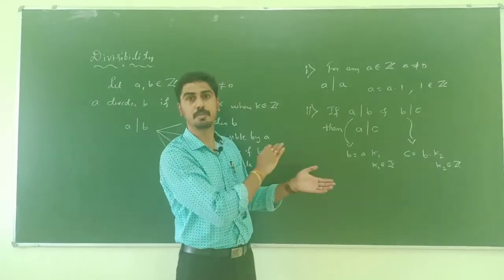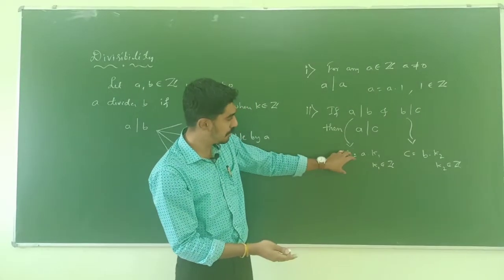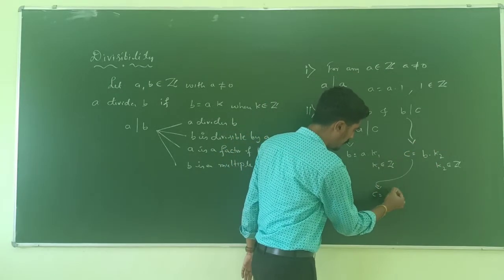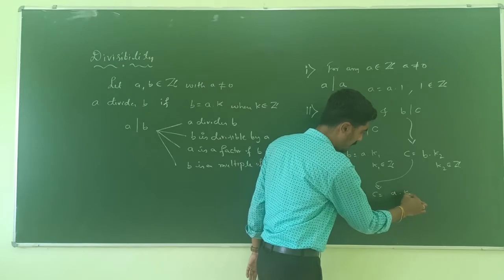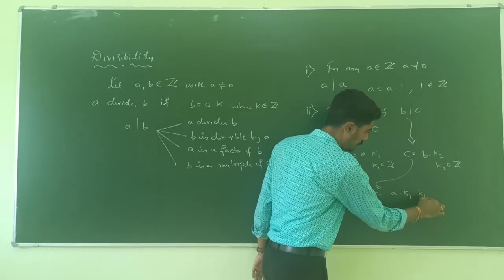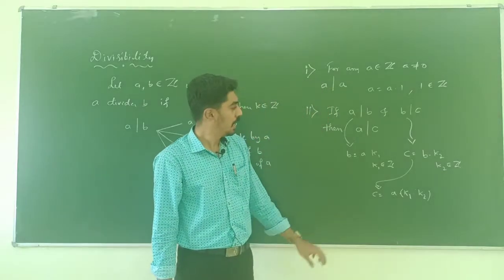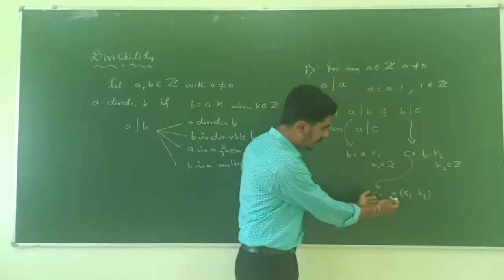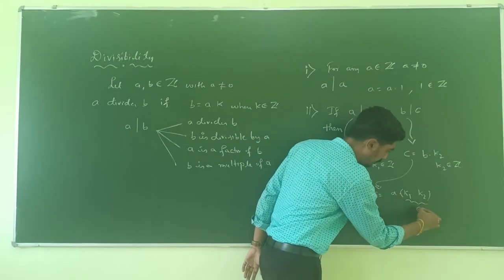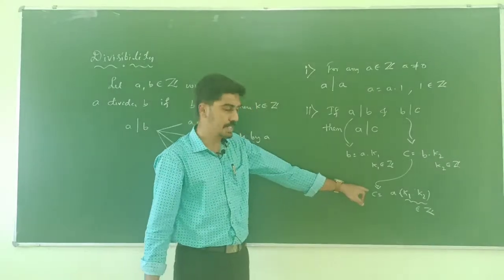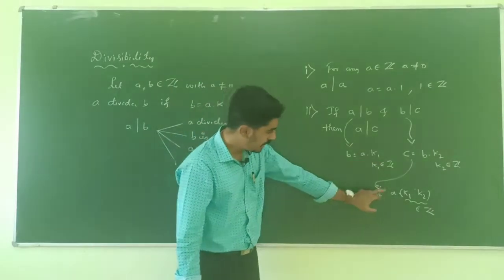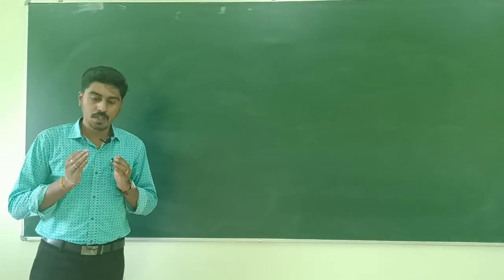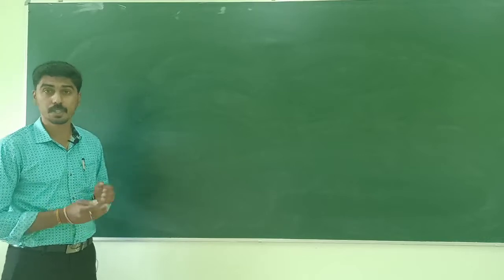Now we combine these two equations. We substitute the value of b here. So what we get? c is equal to a k1 into k2. k1 is an integer, k2 is also an integer, k1 into k2 is an integer. So we have written c as an integral multiple of a, and therefore a divides c. Now we shall discuss the next property of divisibility.